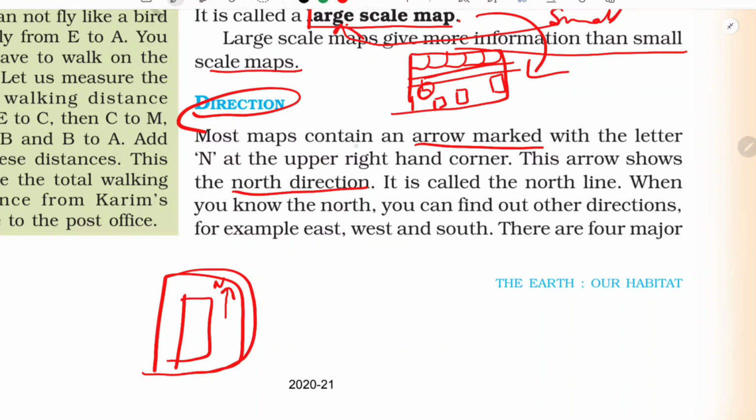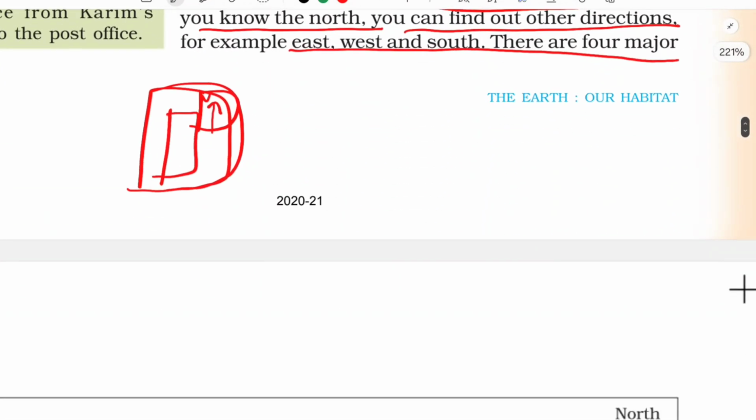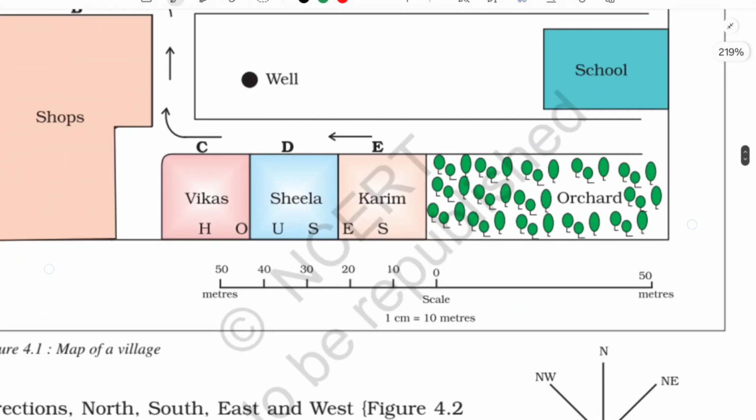So most maps contain an arrow marked with the letter N at the upper right hand corner. See, this is the upper right hand corner, isn't it? This arrow shows the north direction. It is called the north line. And when you know the north, you can find out the other directions, for example, east, west, south. So there are these 4 major directions we have, isn't it? That is the north, south, east and west. And all these directions are known as cardinal points.